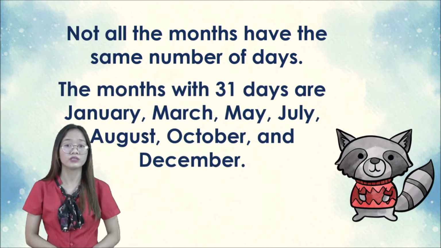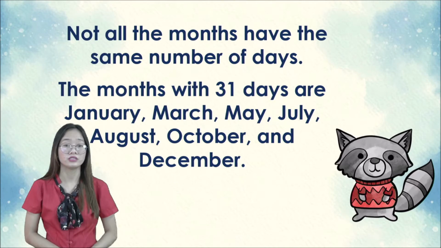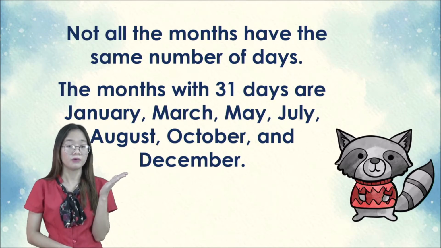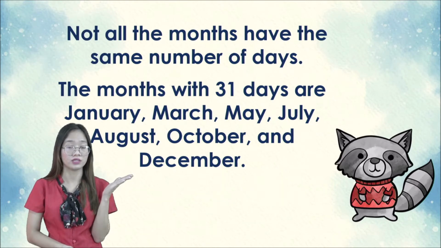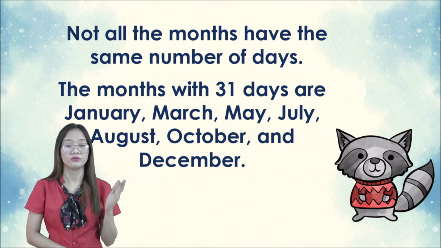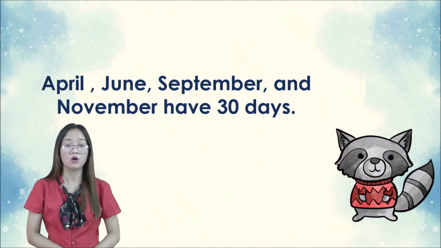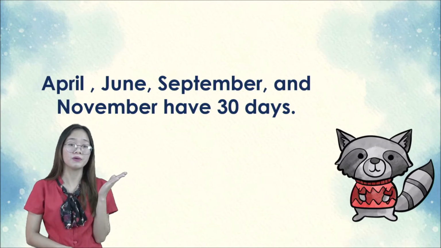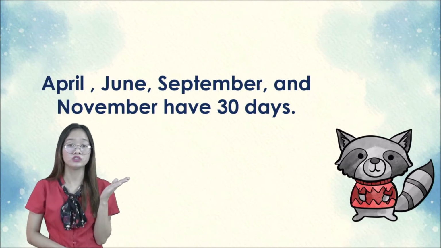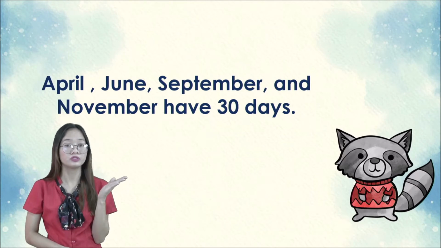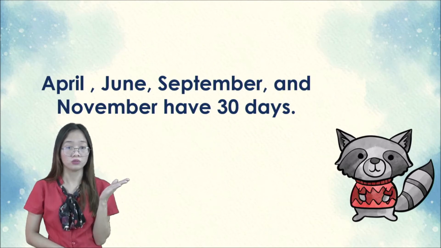The months with 31 days, as you can see, are January, March, May, July, August, October, and December. Again, those are the months with 31 days. Remember that one, kids. Let's continue, class. April, June, September, and November have 30 days only. A while ago, 31 days, and these months, we have 30 days only.